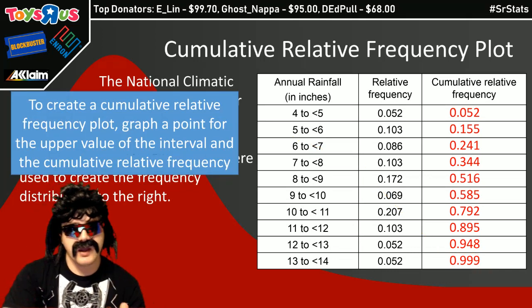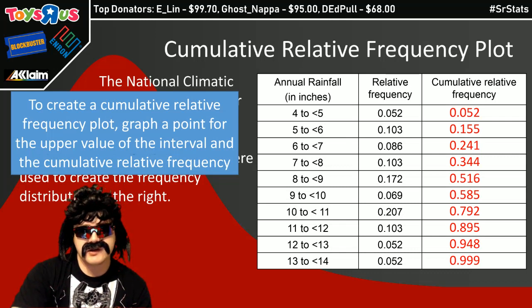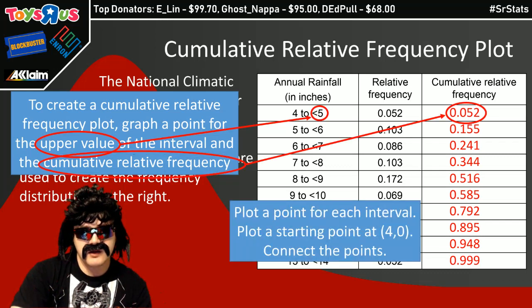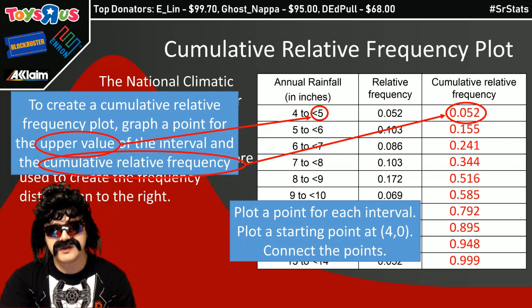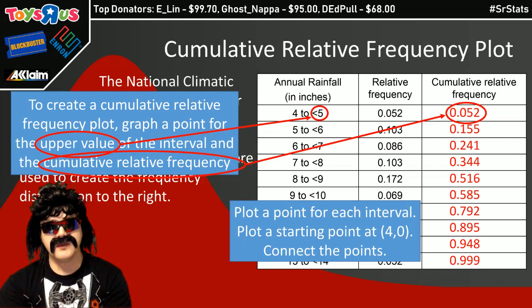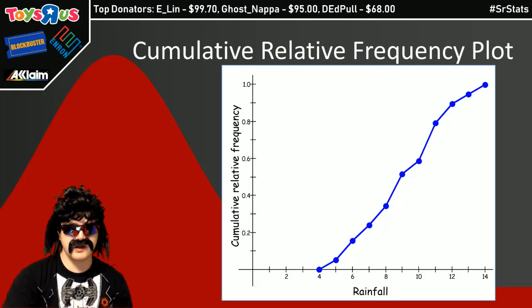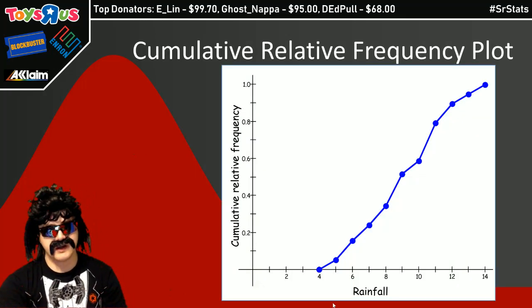To create a cumulative relative frequency plot, we're going to graph a point for the upper value of the interval and the cumulative relative frequency. So the upper value here is 5, and the cumulative relative frequency is 0.052. The plot for the beginning will be at 4, 0, because 4 is the very starting point, and we always want to start it off at 0. So again, start at 4, 0 here.